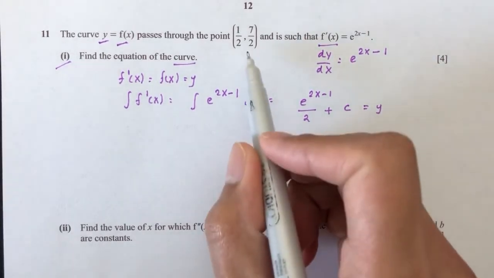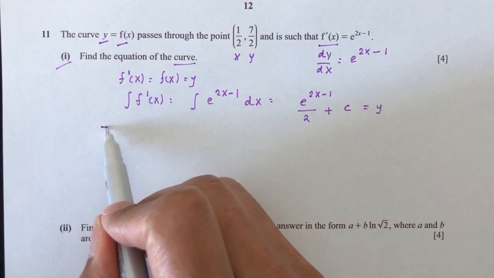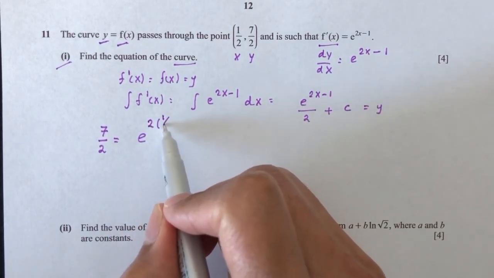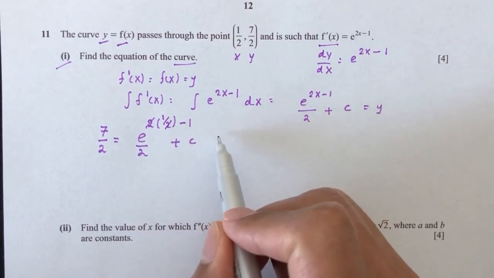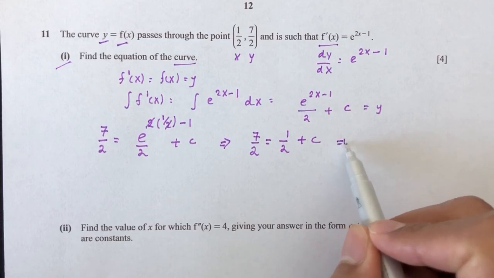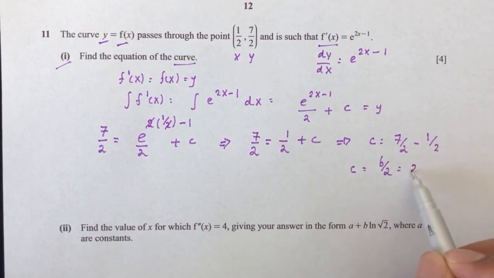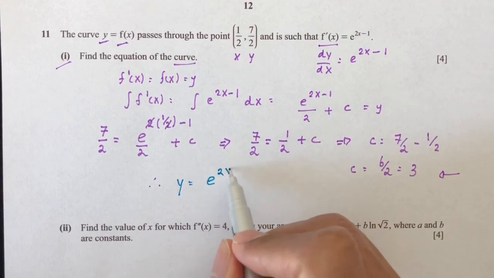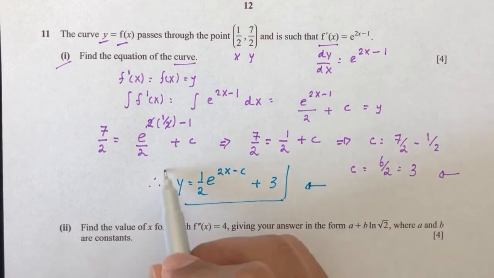This is y. Now we know the point here, as you can see, this is x, y. So let's replace and find the value of c. So we have y is 7 over 2 equal to e to the power 2x, which is half, minus 1, over 2 plus c. So 1 minus 1 is 0, e to the power 0 is 1. So this becomes 7 over 2 is equal to 1 over 2 plus c. This becomes c equal to 7 over 2 minus 1 over 2. So c is 6 over 2, which is 3. So the equation of the curve is y equal to e to the 2x minus 1, over 2, plus 3. That is your equation of the curve.